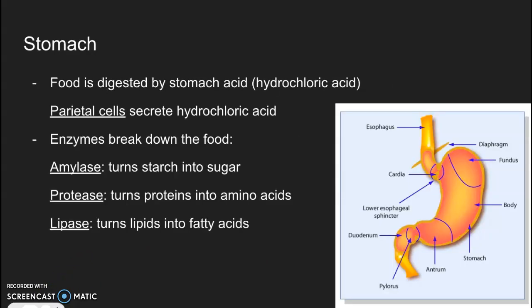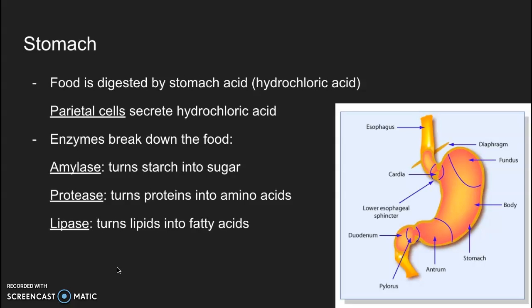Next, I'm going to talk about the stomach. The stomach is a very important organ because without it, we wouldn't be able to really stay alive, because it needs to digest our food and turn it into nutrients. Food is digested by stomach acid, also known as hydrochloric acid, which is a very strong acid and is very dangerous if you touch it with your hands.